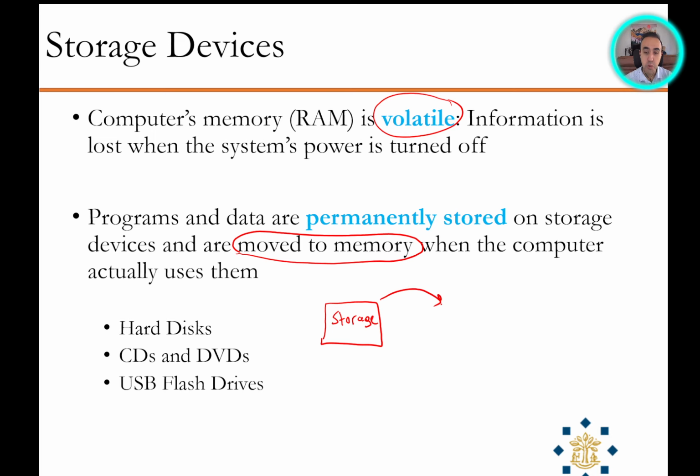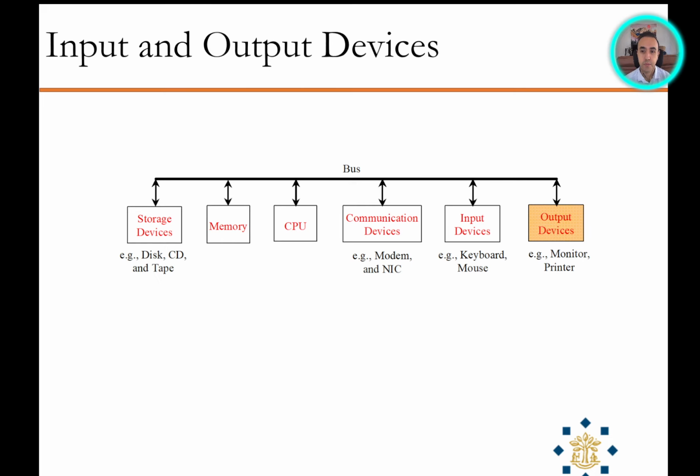And then when you want to use them, for instance, you have a photo you would like to show to your friends, right? When you double click on the photo, it moves to memory. And then the CPU goes to the memory and opens the photo for you so that you can show it to your friends, right? So this is how it works. They're all stored in storage and then they move to memory when they are about to be executed or used. Okay, and we have the output devices.